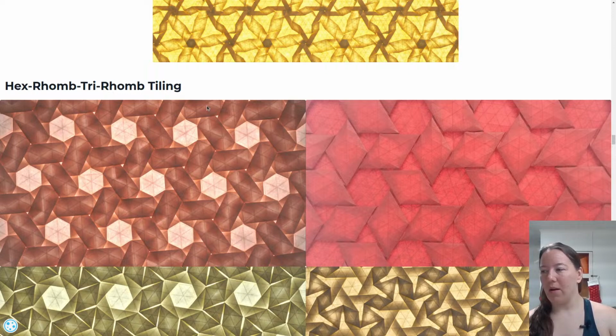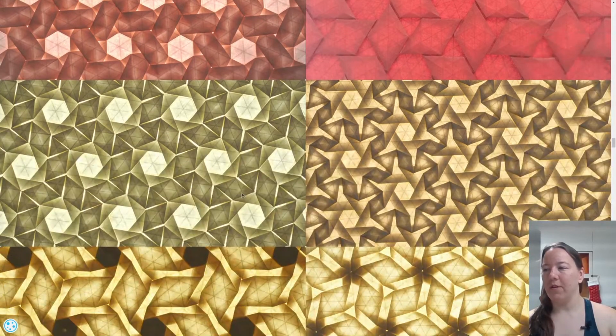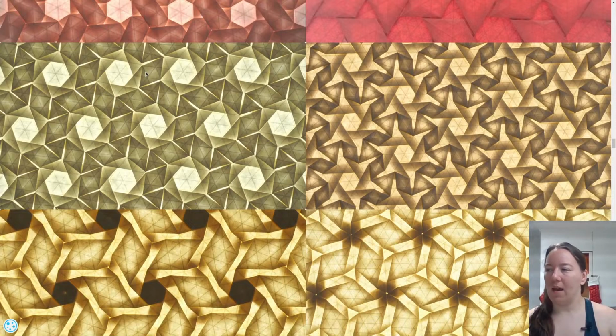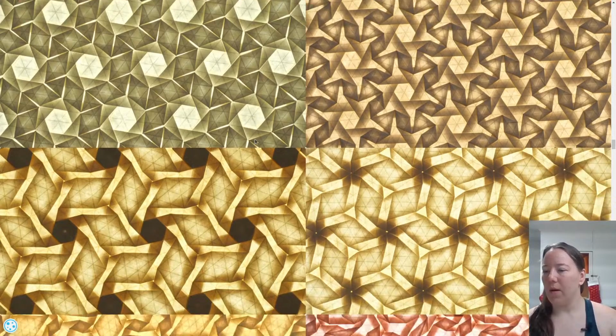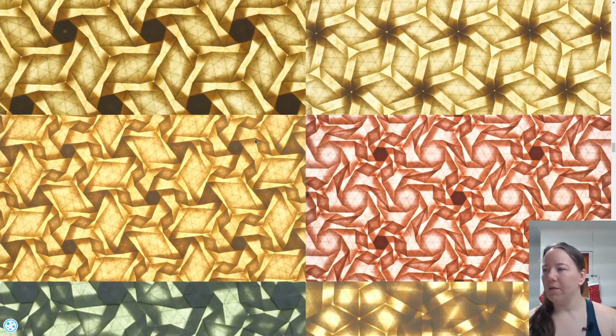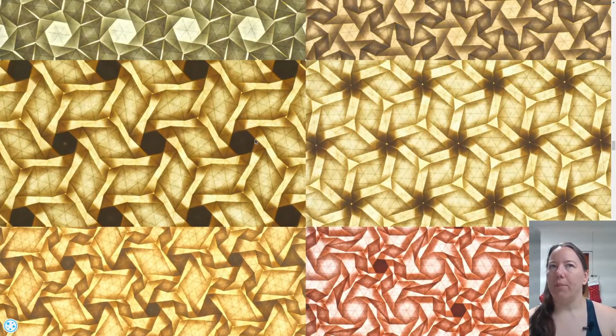Hex rom tri rom is another structure that's taught inside of Tessellations by Tiles. Here we have the lens star pattern that has been pretty popular. And this one also has a lot of choices.